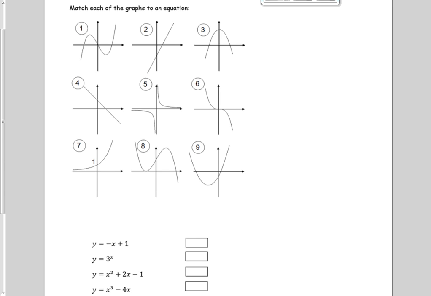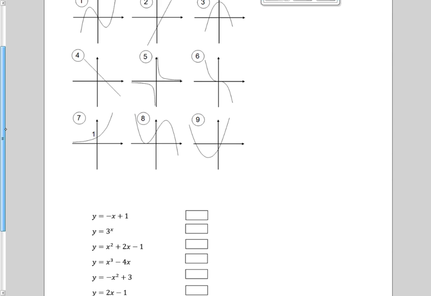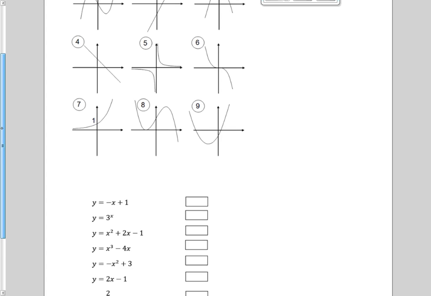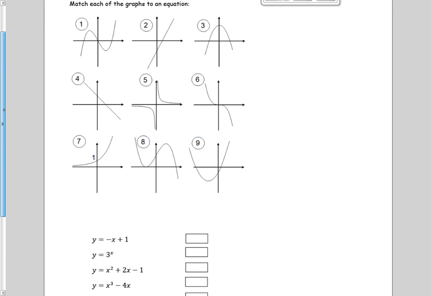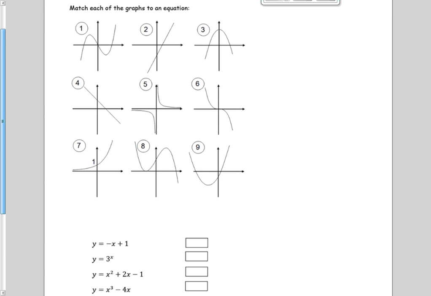C1, graphs and transformations of graphs. So we have a list of equations here at the bottom, and we have the same amount of graphs. So we just need to match the right equation to the correct graph.